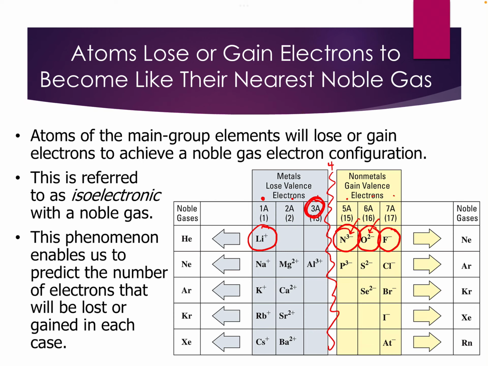But if our atom has 3 or fewer valence electrons, so 1, 2, or 3, it's going to lose valence electrons and make a cation. If it has 5 or greater valence electrons, then it will gain valence electrons to become an anion like its noble gas. Okay? So 3 or fewer will lose, 5 or larger will gain. Okay?